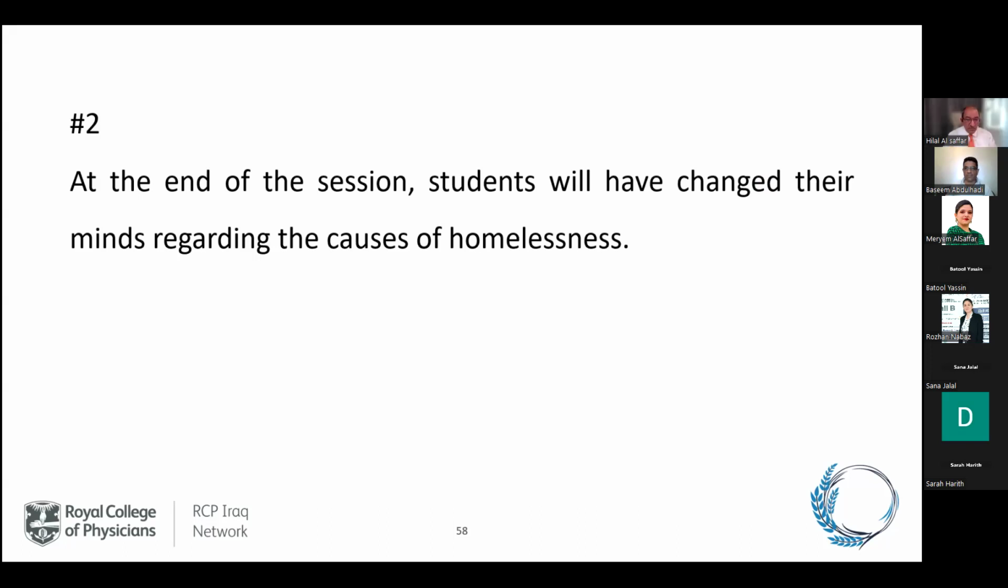What is the false verb, Muhammad Nasir? He mentioned the false verb. Yeah. Change their minds, also not measurable, and even it is not precise. It is not a precise objective. It is vague.